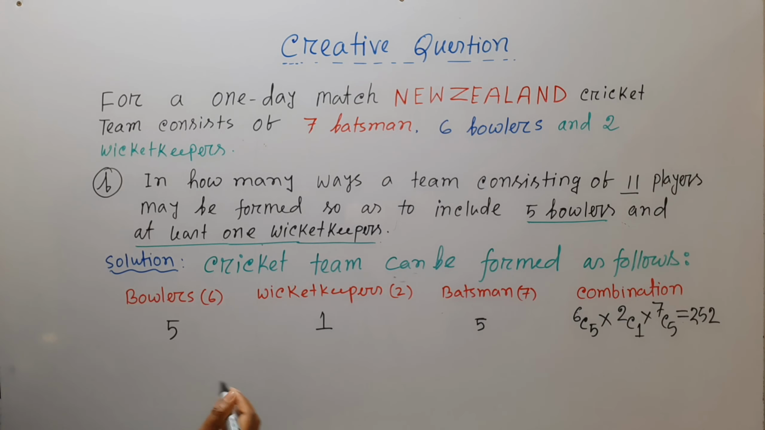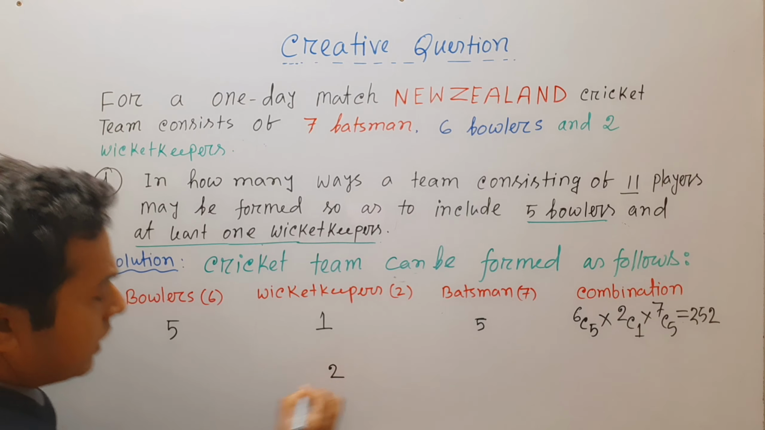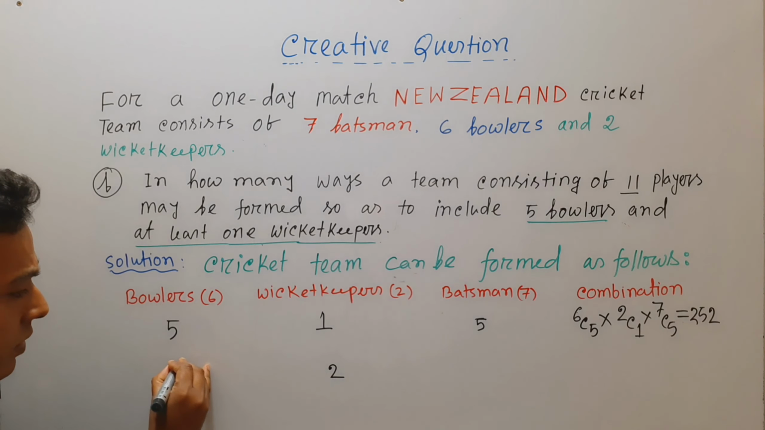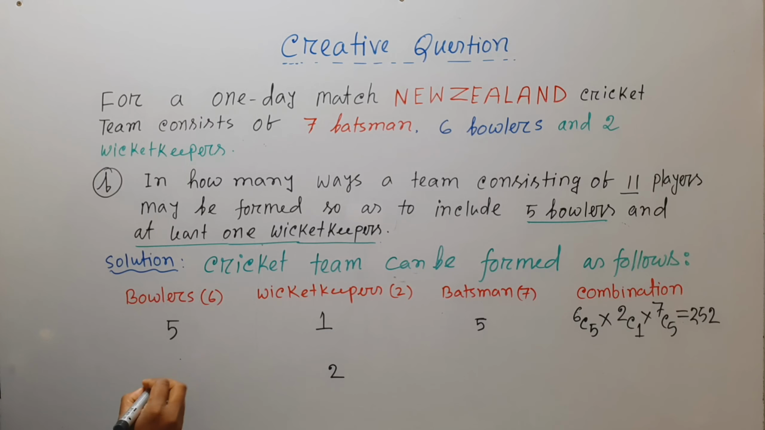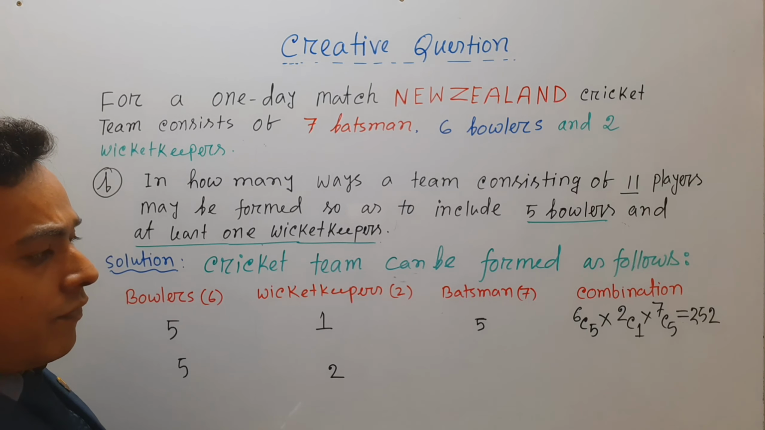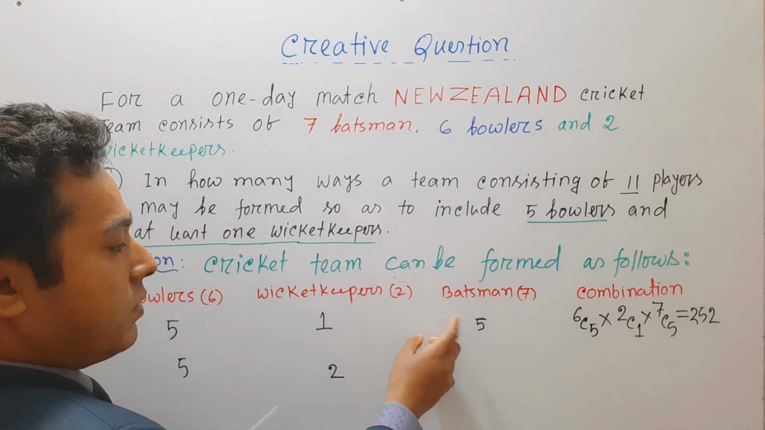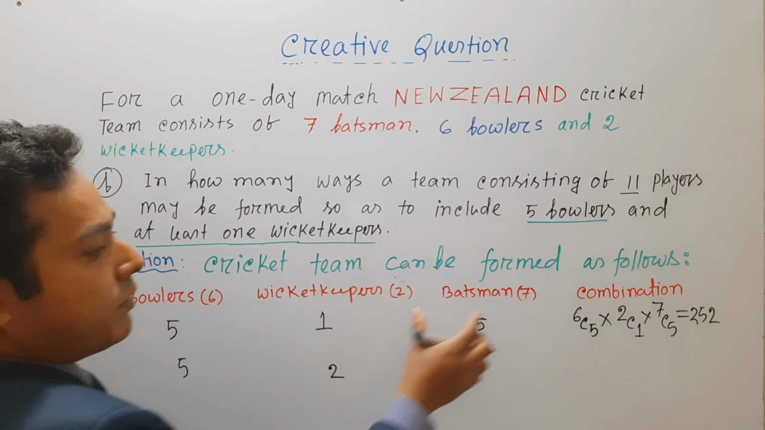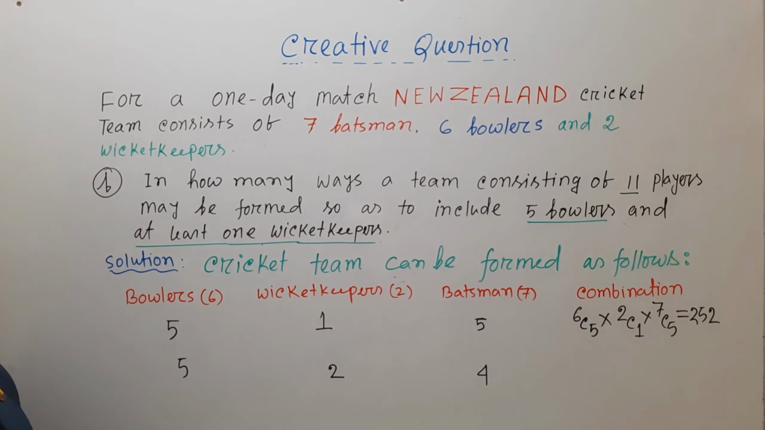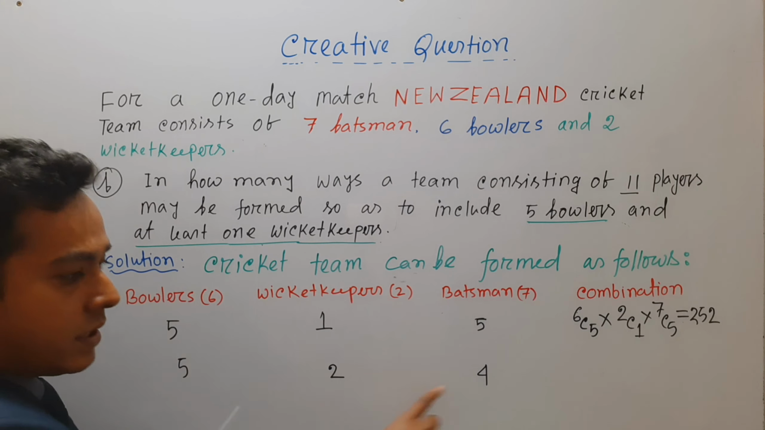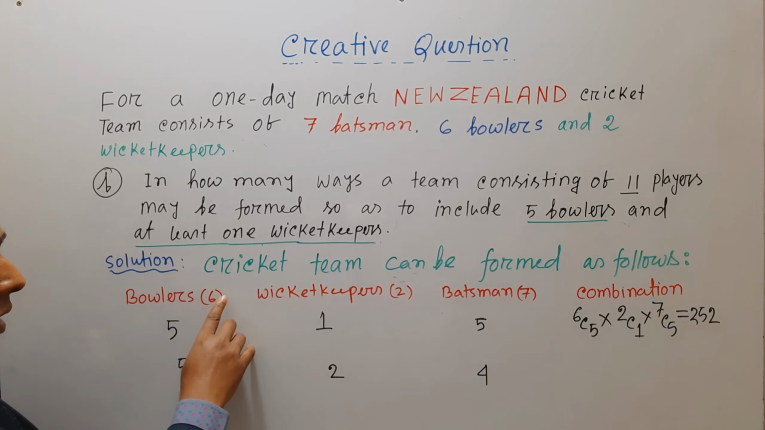If we can take 2 wicket keepers, then we need the bowlers, always 5 bowlers, which is the condition given in your question. So the total players, bowlers with wicket keepers, is equal to 7. So we need another 4 players, which must be taken from 7 batsmen, then the total number will be 11.